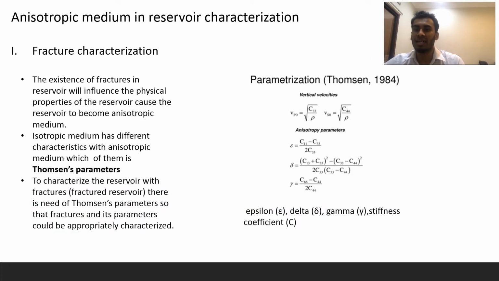Isotropic medium has different characteristics from an anisotropic medium. One of them is Thomsen's parameters that influence the characteristics of anisotropic medium, and we can't find Thomsen's parameters in isotropic medium. Reflectivity of a P wave that propagates in anisotropic medium will be different from the reflectivity of a P wave in isotropic medium. Therefore, to characterize the reservoir with fractures, there is a need for different methods so that the fractures and their parameters in the reservoir could be appropriately characterized.